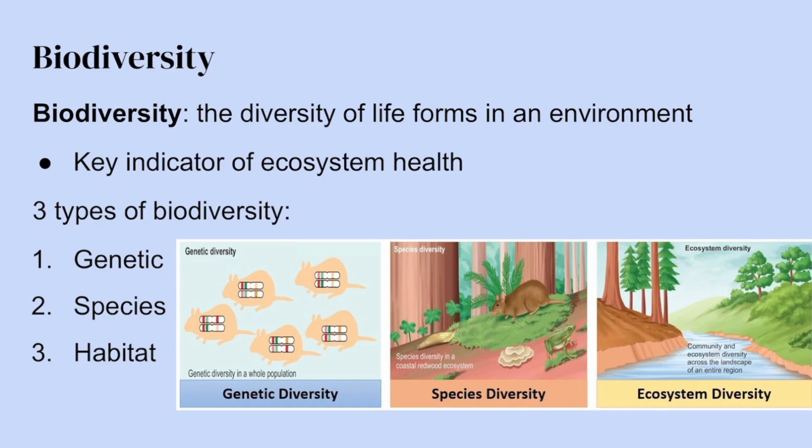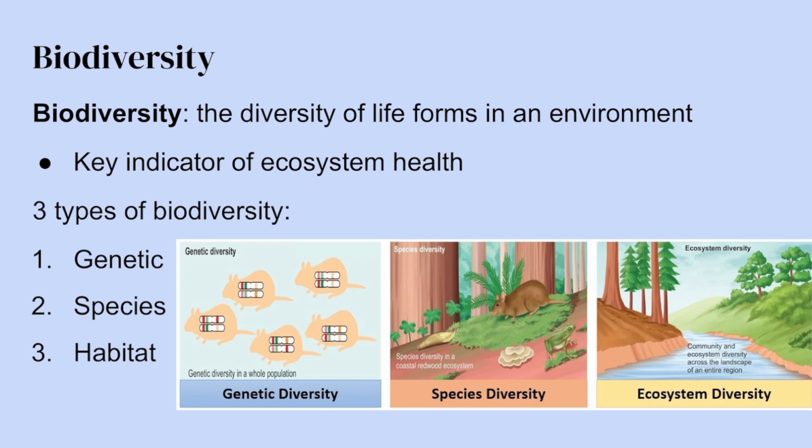So biodiversity just means the diversity of life forms in an environment. So that means the variety of plants, animals, bacteria, and fungi that we see in a certain area or in the world as a whole. But biodiversity is really important. When you have high biodiversity, that generally means that your ecosystem is pretty healthy.